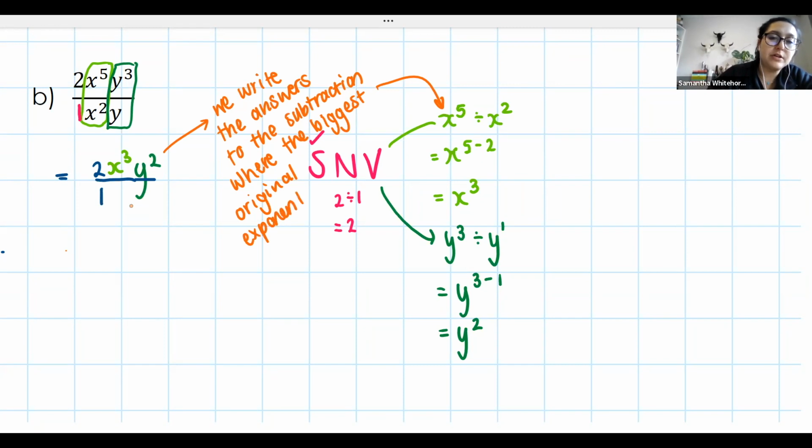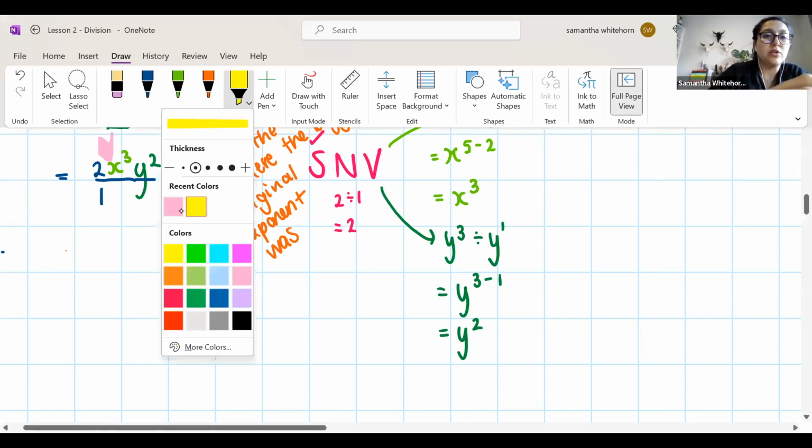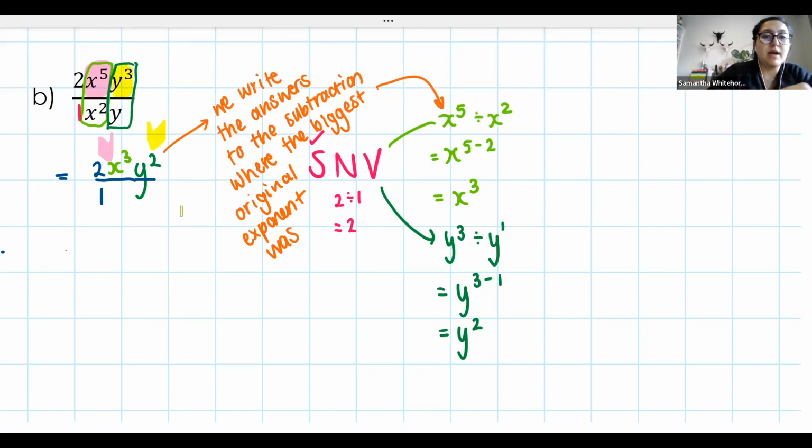So if you have a look at your original question, the biggest exponent of x was in your numerator. So I wrote down my answer in my numerator. The biggest exponent for y was also in the numerator, and so I wrote down my answer to the subtraction in the numerator. Wherever the biggest exponent was, that's where my leftovers go, because it makes sense. If I've got more x's at the top than at the bottom, my leftovers will be at the top. If I had more x's at the bottom, my leftovers would be at the bottom.